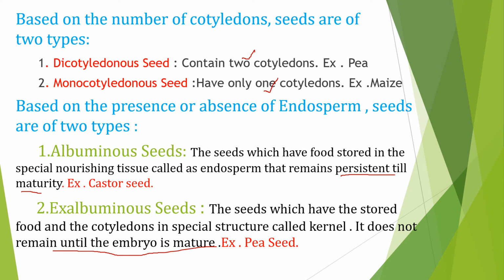Ex-albuminous seeds are also called non-endospermic seeds. These seeds have the stored food in the cotyledons, in a special structure called the kernel. The endosperm does not remain until the embryo is mature. For example, in the case of pea seeds. Now the ex-albuminous seeds have fleshy cotyledons as they store food.